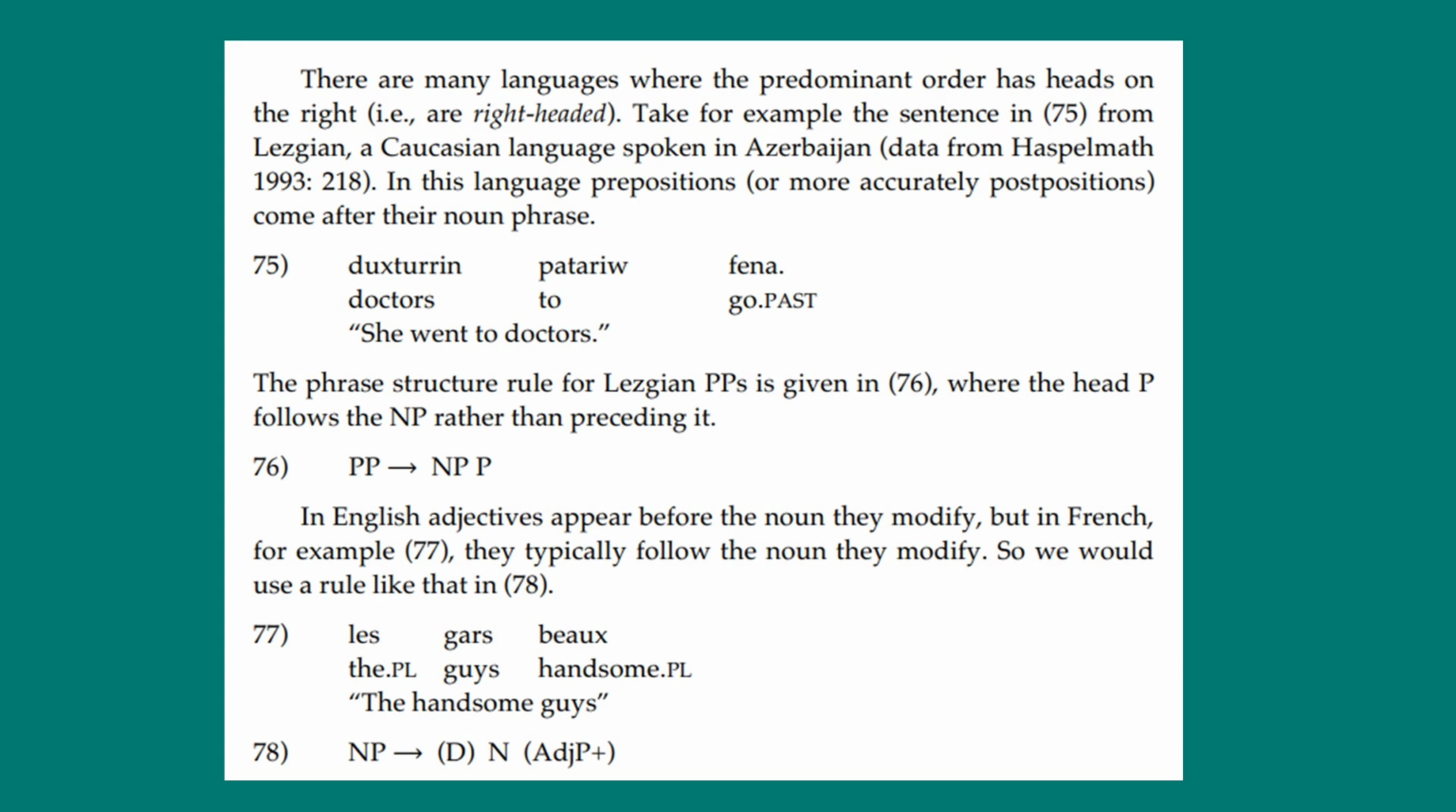The phrase structure rule for Lezgian PP is given in 76, where the head P follows the NP rather than preceding it. In English, adjectives appear before the noun they modify, but in French, for example, they typically follow the noun they modify. So we'll use a rule like that in 78. Les gars beaux, the PL guys handsome PL, the handsome guys.